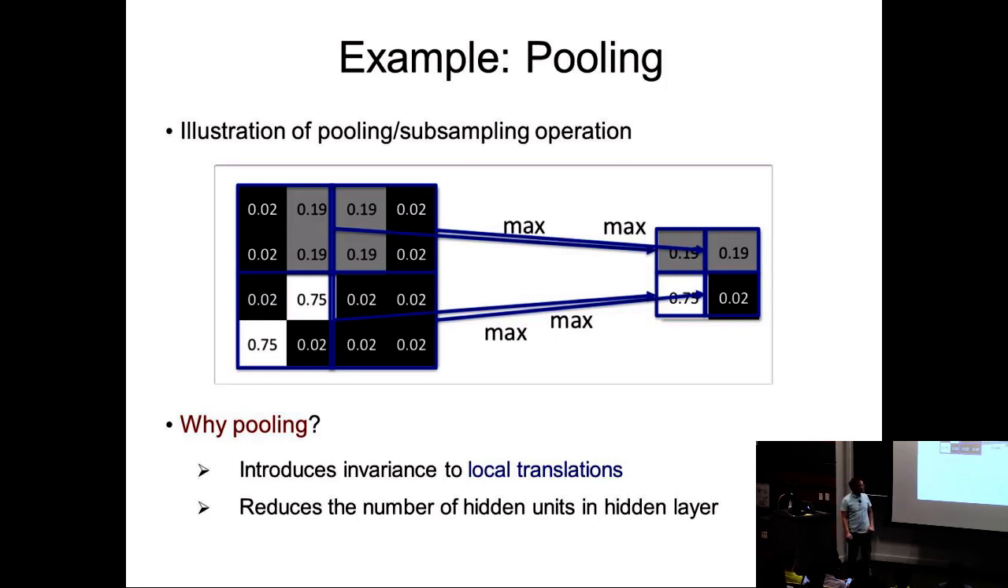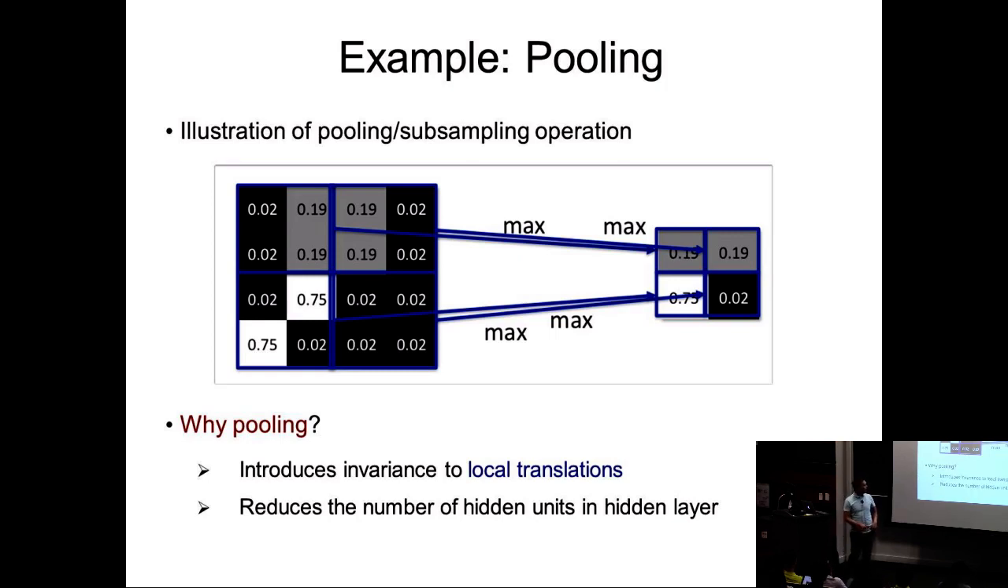So this is what max pooling would look like. If this is your feature map, you look at this neighborhood 2 by 2, 2 by 2, 2 by 2, and just take the maximum. The maximum value here is 0.19, and that's what you get. Pooling also allows you to reduce the size of the feature map, and that's also important. So it's effectively doing downsampling, so your resolution becomes coarser and coarser as you go up.